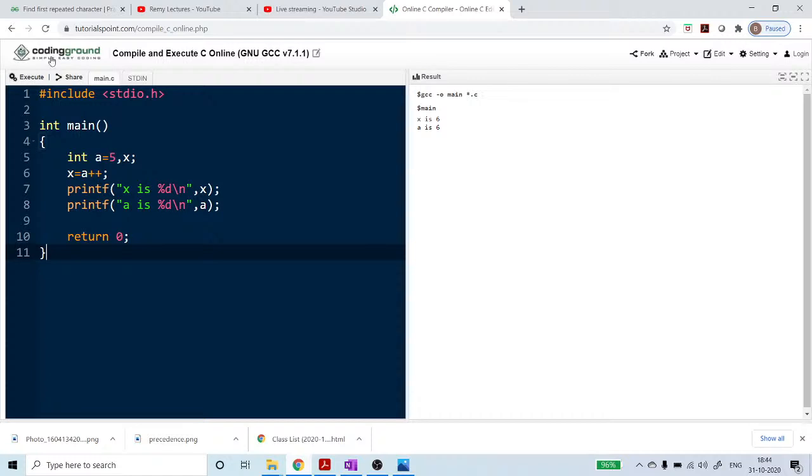So I am trying to execute the same program. See here, x value is 5 and a value is 6. Got it? These kinds of simple codes will be asked in objective type as well as in programming also. Even why I'm giving this one, since if the computer is given to you, you can type it and execute and see the results.